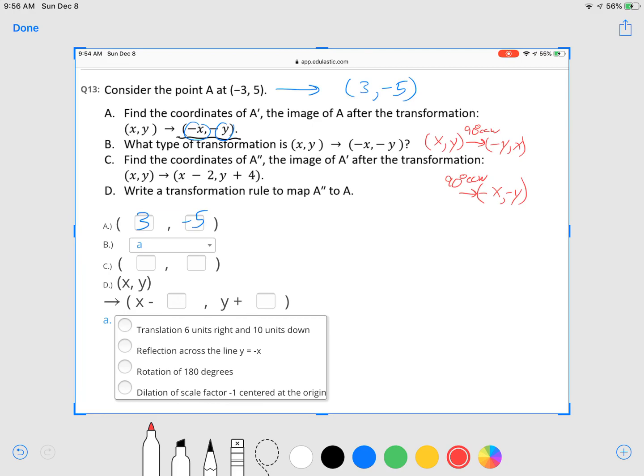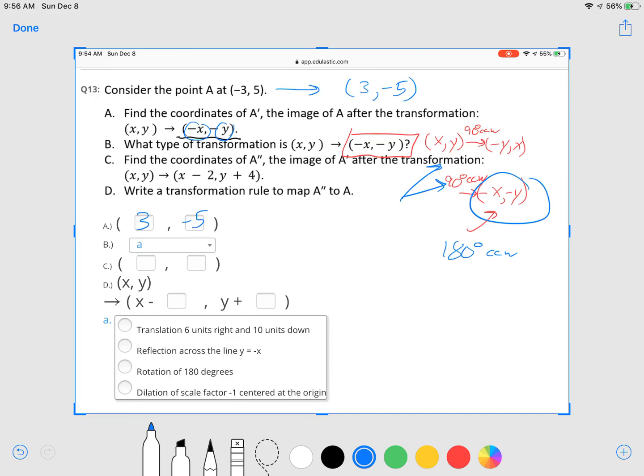So we brought the x to the left, and we changed its sign. Notice that that's the same thing that we have up here in part B. And how did we get here? How did we get to this point? We did 2 90-degree counterclockwise rotations. That's a total of 180 degrees counterclockwise. Okay, so this is a rotation of 180 degrees.